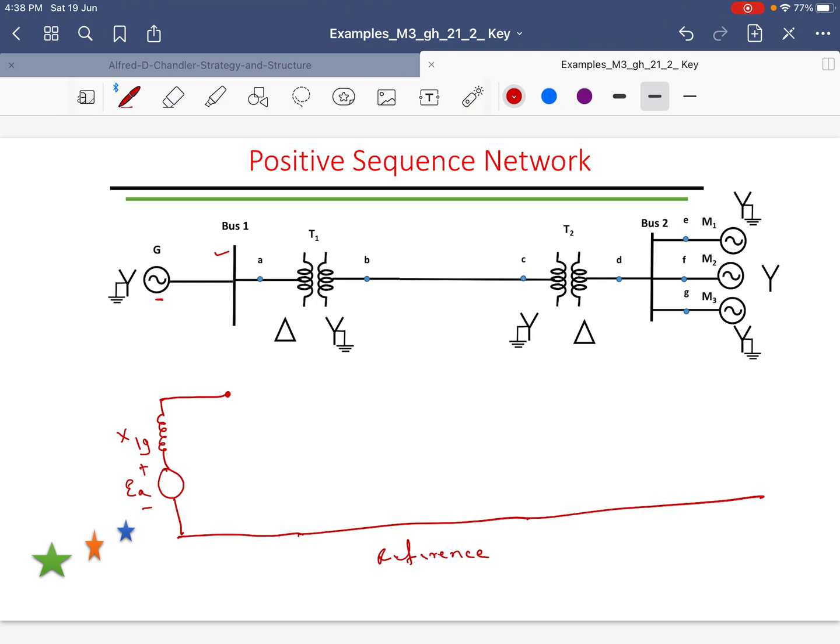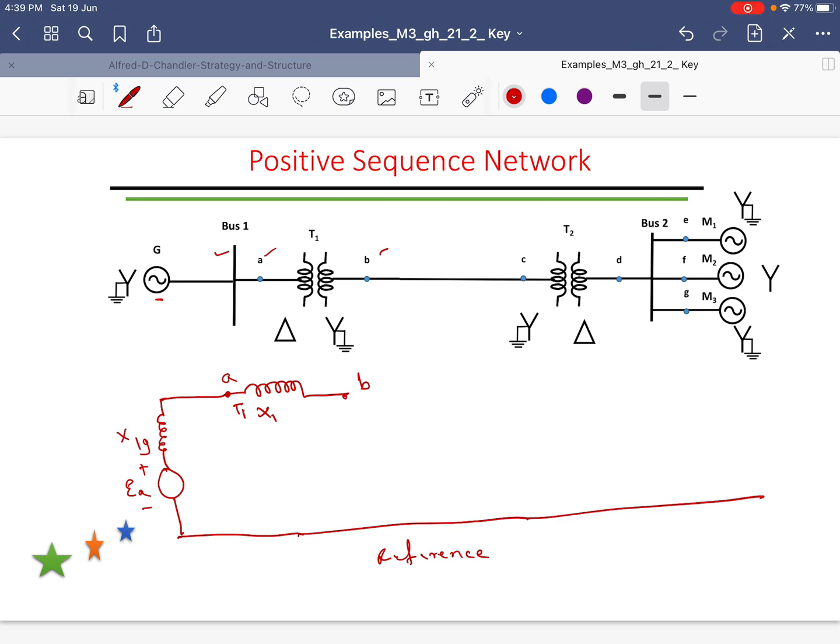Here you have a transformer. The next component is the transformer between A and B, which is already marked here. Between points A and B you have a transformer. The transformer in the positive sequence network is represented by its positive sequence reactance, that is X1 of T1, the positive sequence reactance of transformer 1.